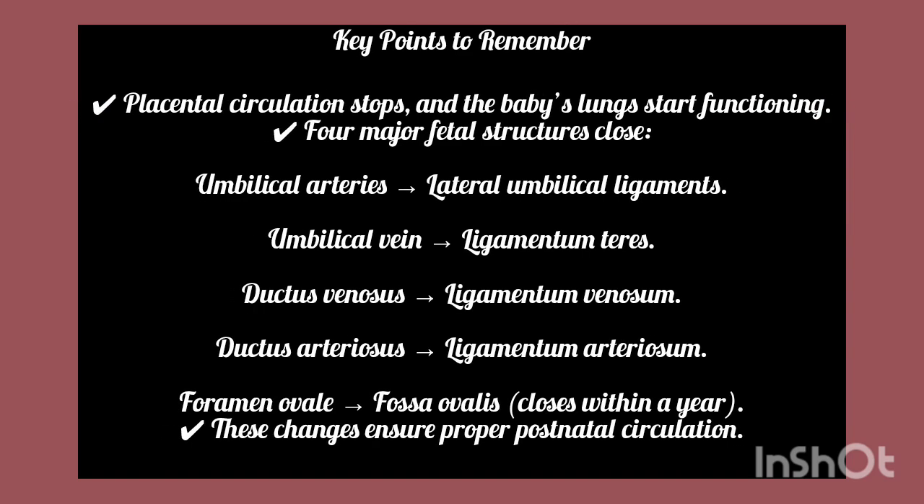Key points to remember. Placental circulation stops, and the baby's lungs start functioning. 4 major fetal structures close. Umbilical arteries to lateral umbilical ligaments. Umbilical vein to ligamentum teres. Ductus venosus to ligamentum venosum. Ductus arteriosus to ligamentum arteriosum. Foramen ovale to fossa ovalis closes within a year. These changes ensure proper postnatal circulation. This transformation is crucial for survival outside the womb.